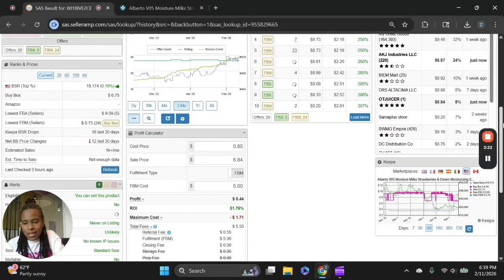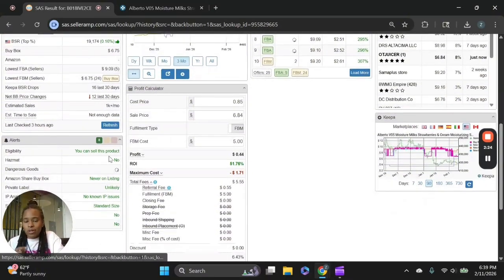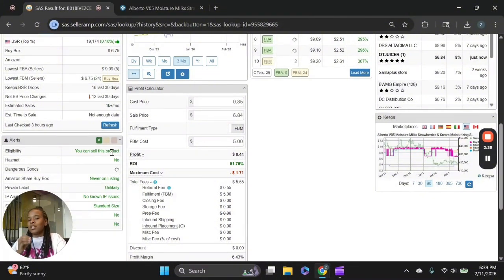Also, if you're not ungated in a product, if you go right here to eligibility, you say manual ungate right here, you click the button that's going to be next to it, then you click request approval, and it's going to tell you how many units you need in order to get ungated for the product.